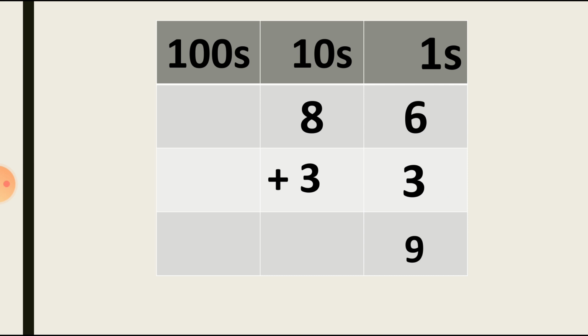Let's move to the tens column, students. Here is the tens column, which is 8 plus 3. So how many is it? 8 plus 3. After 8, just count the 3 numbers more. Start with the 9 number. 9, 10, 11.